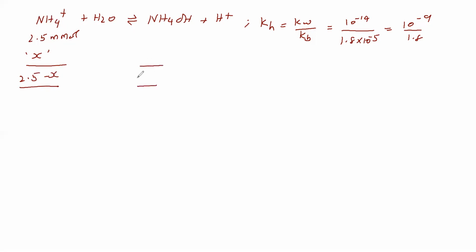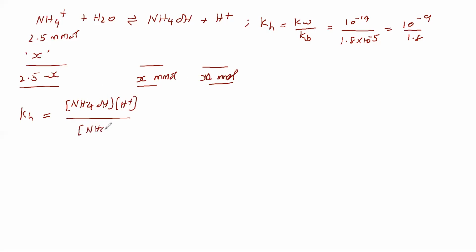So ammonium hydroxide produced is X millimoles. H plus produced is X millimoles. Then the hydrolysis constant Kh is equal to the concentration of ammonium hydroxide into the concentration of H plus by the concentration of ammonium ion. Now we can say the ammonium hydroxide concentration and H plus concentration are equal. Therefore, Kh is H plus square by the concentration of ammonium ion. Now we will substitute the values. Kh is the hydrolysis constant, that is 10 power minus 9 by 1.8, that we are substituting.